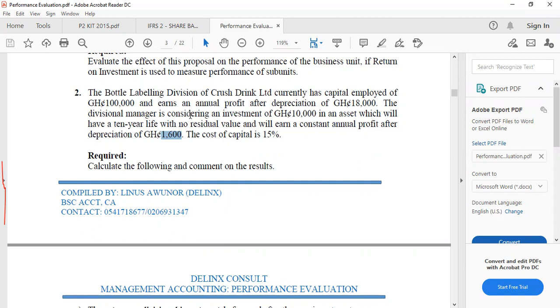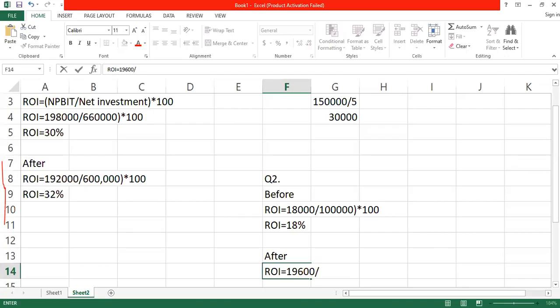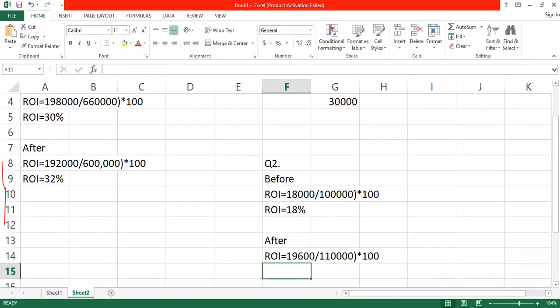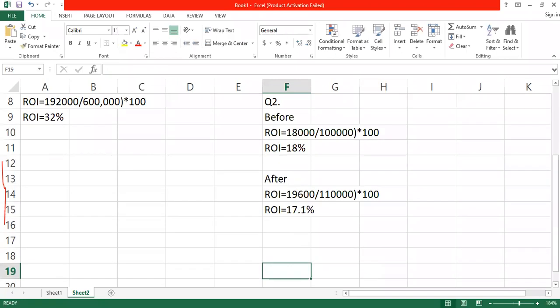110. Don't go and calculate depreciation. We are doing this thing now, not a year time. So the 10 years, we only use the asset. We are considering the decision now, not at the end of the year. It's now that we are doing it. So no depreciation will be calculated on the assets. All right. So that will give us 110. And all of this will be multiplied by 100. What are we getting? 17.81%. So is it advisable? It's not advisable. Okay. So let's now count to the residual income.